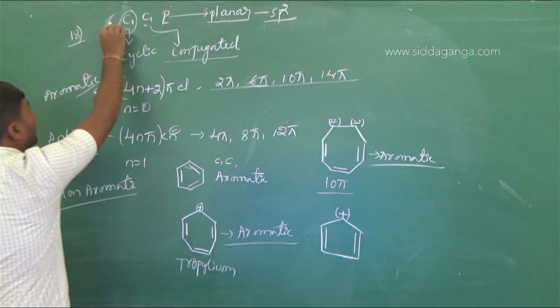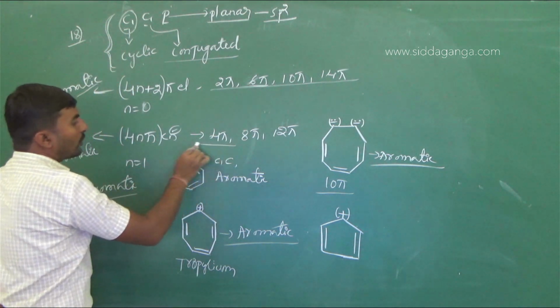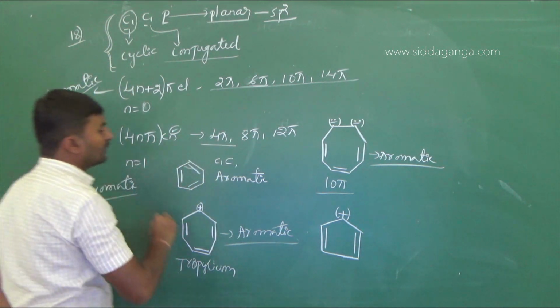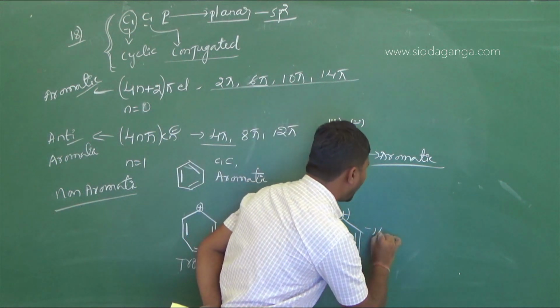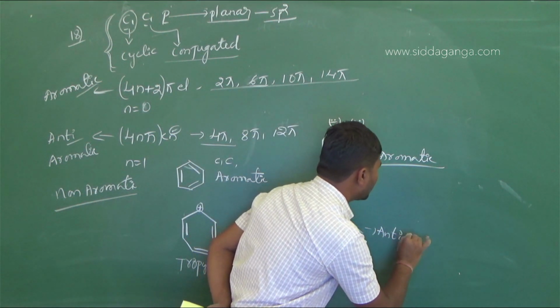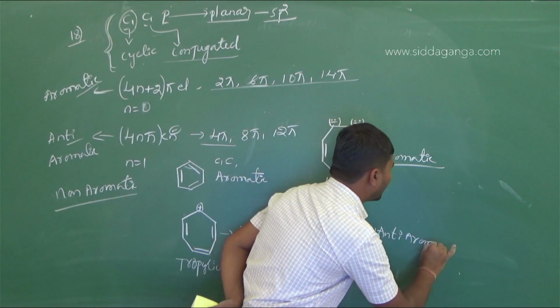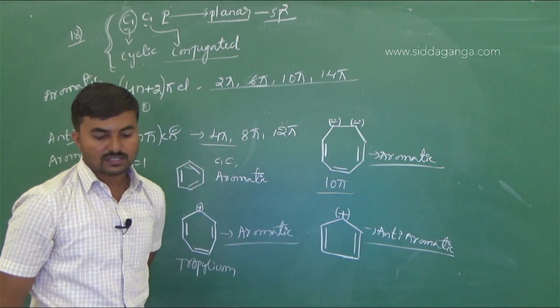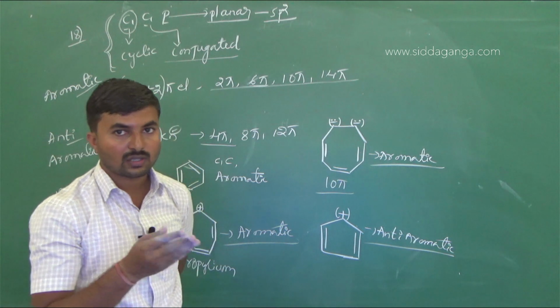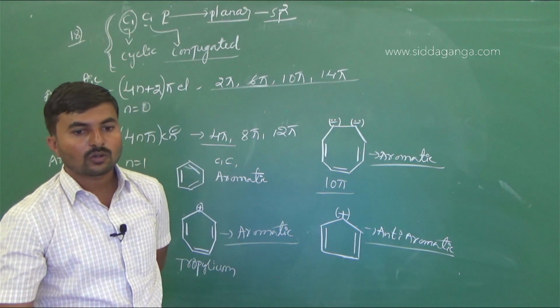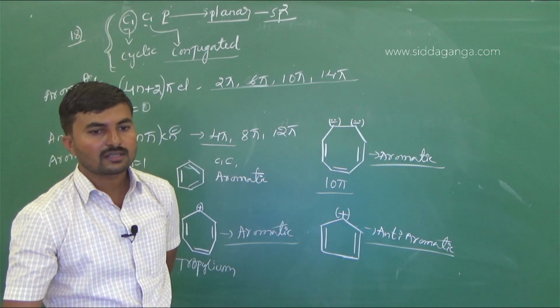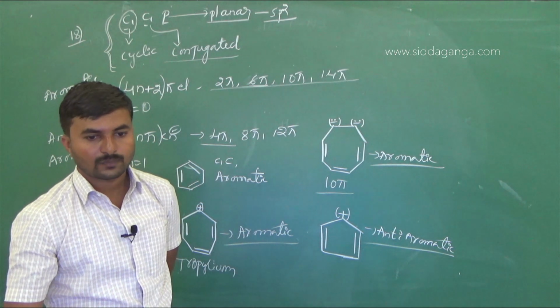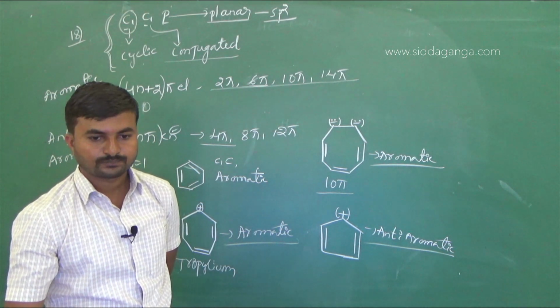With all the CCP conditions and 4 pi electrons, that is not aromatic, but that is anti-aromatic in nature. That is anti-aromatic in nature. So among the given options, the species which is not aromatic in nature is the cyclopentadienyl cation. That is, option 4 is correct. So the next question.